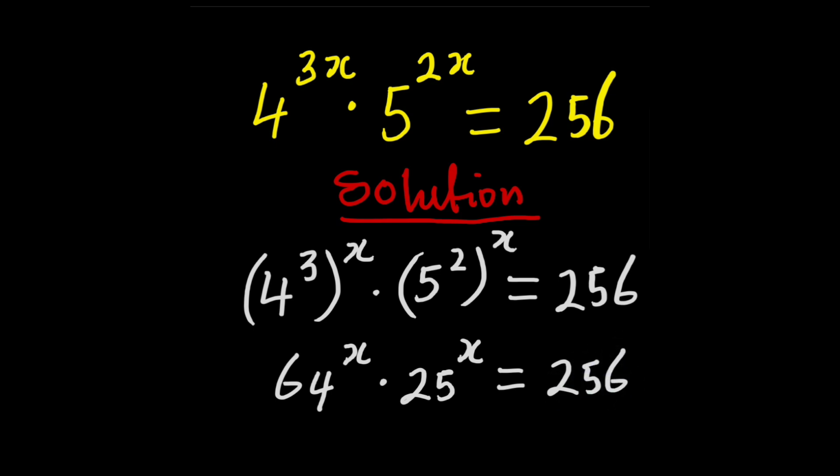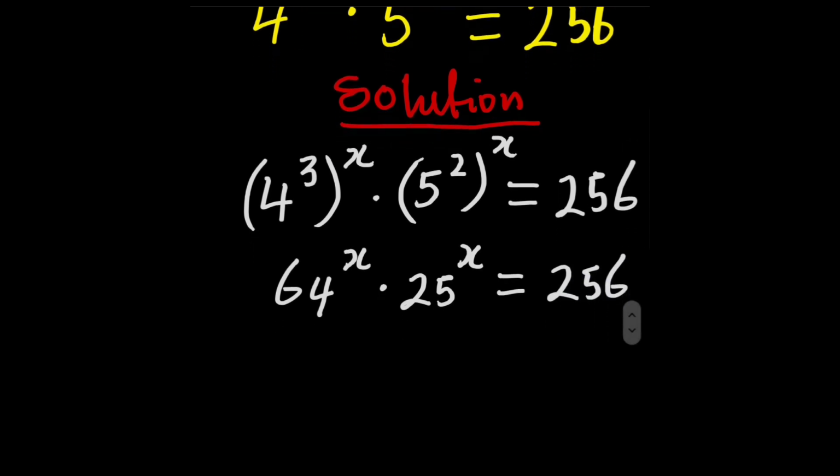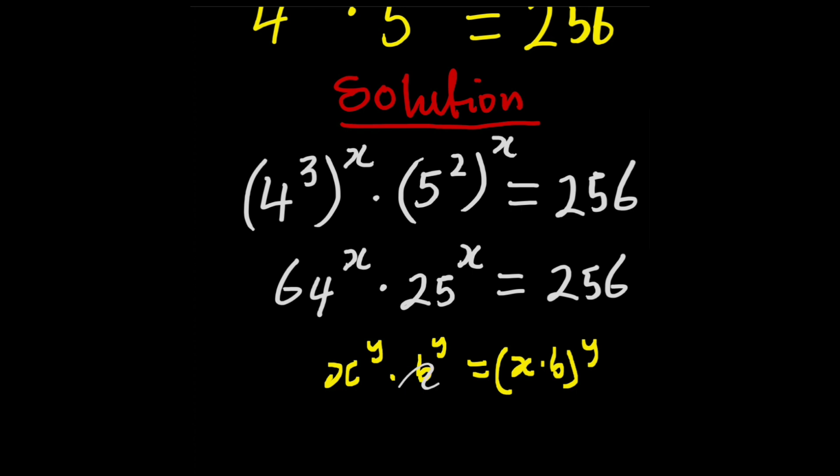Now, the next thing we're going to recall is one of the properties of exponents. We say that when we have a raised to the power of y multiplied by b raised to the power of y, this is the same as a multiplied by b, all raised to the power of y. So what do you notice? The powers are the same. So we can take the power out and we multiply the two terms together. So this is the property we're going to apply to the left hand side of this equation.